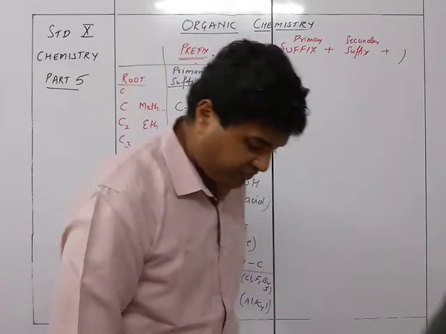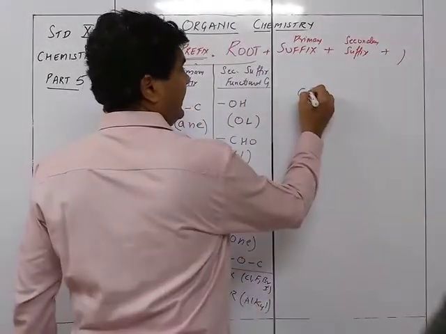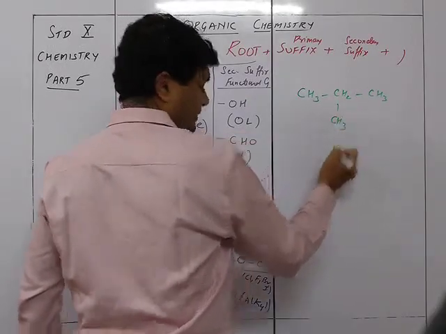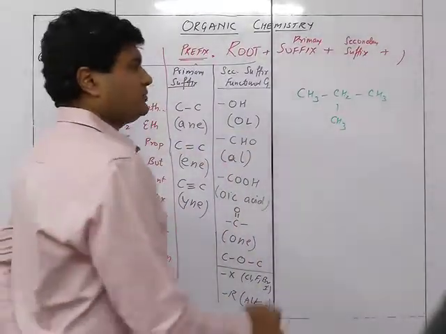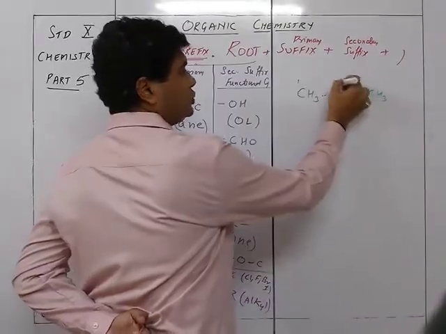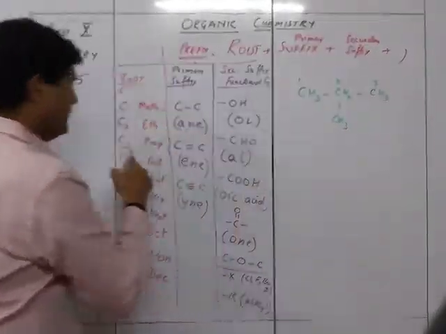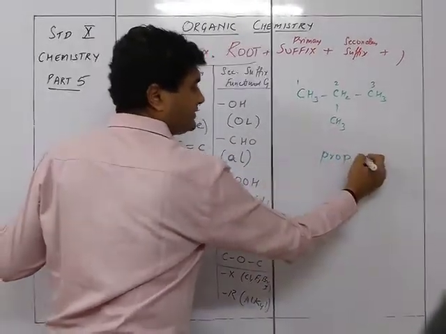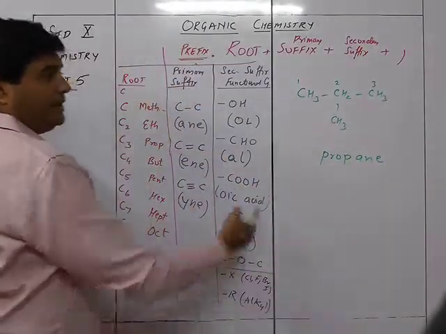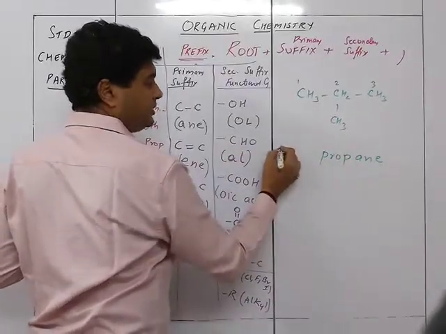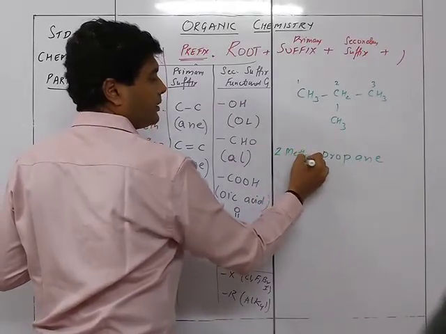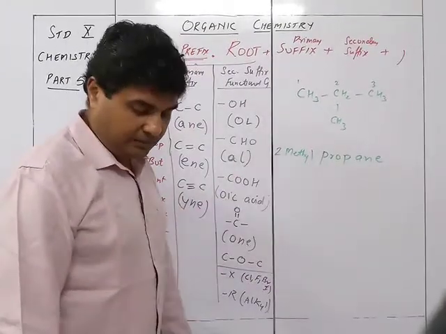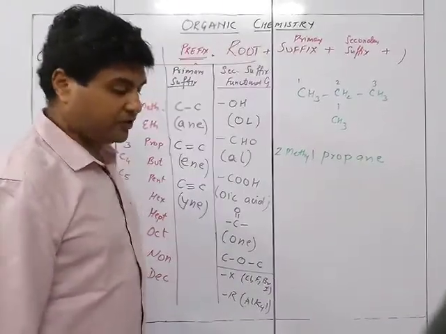Okay, so let's see the first one, given as CH3, CH2, CH3, and here CH3. Of course my numbering will be 1, 2, 3. It is 3, so it becomes prop. It's a single bond, so it is ane, right? And the 2 has a methyl group, so it is 2-methyl propane. So the name is 2-methyl propane. Quite simple. Got it? So this was the first one.